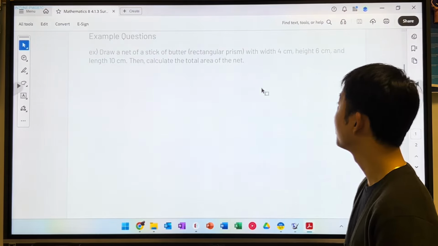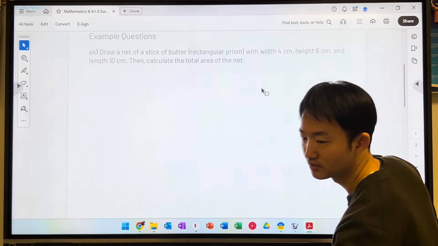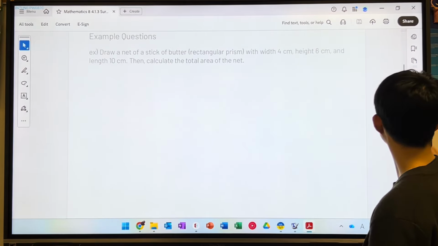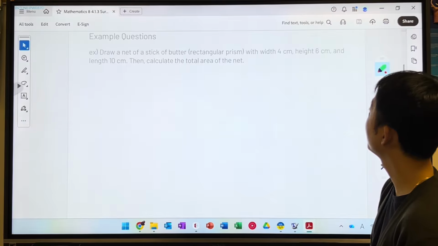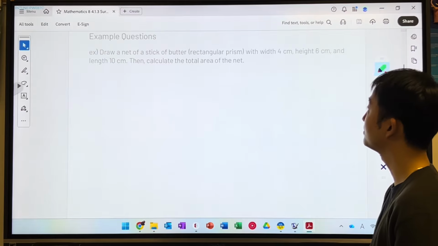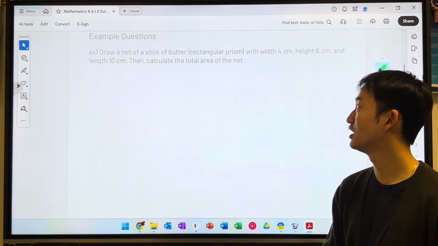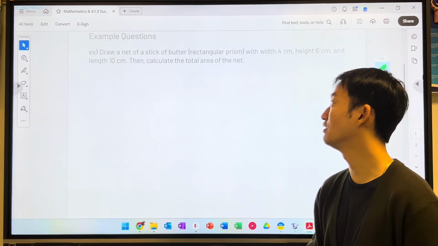Let's try the example question. Draw a net of a stick of butter, a rectangular prism with a width of 4 centimeters, a height of 6 centimeters, and a length of 10 centimeters. Then calculate the total area of the net.